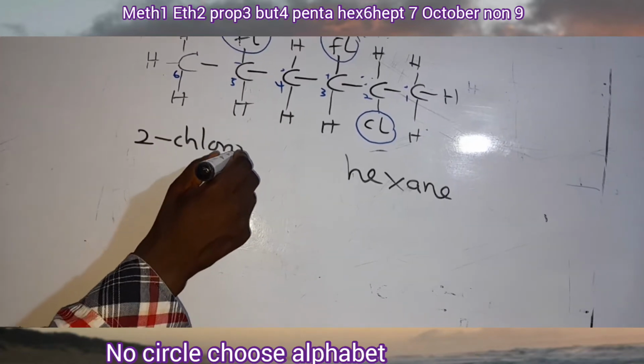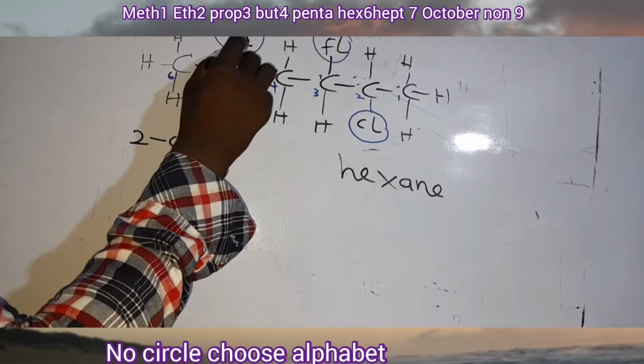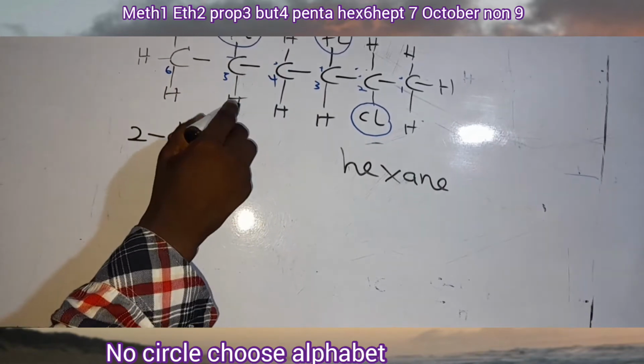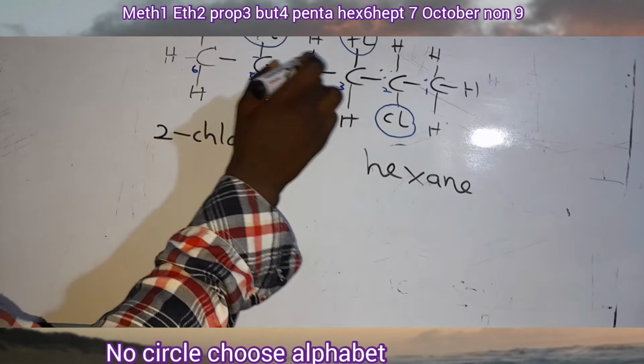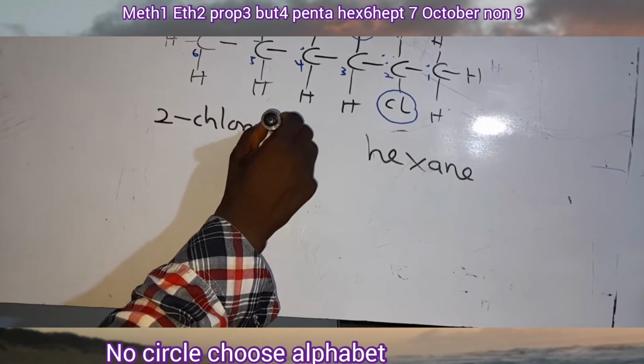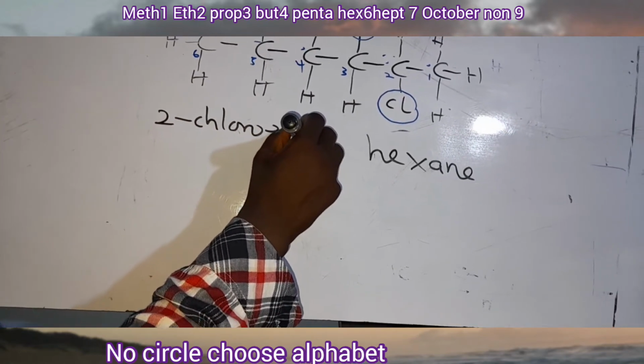Have you seen it? Then I'll put, they are going to label the fluorine. The fluorine, how many are there? There are 2 of them. So they are number 5 and number 3. Have you seen the 5 and number 3? So I write 2 chloro, 3, 5 fluoro.